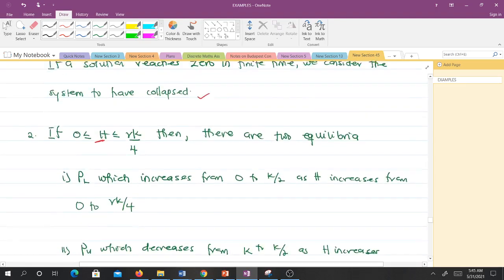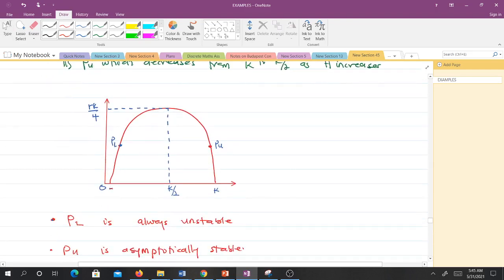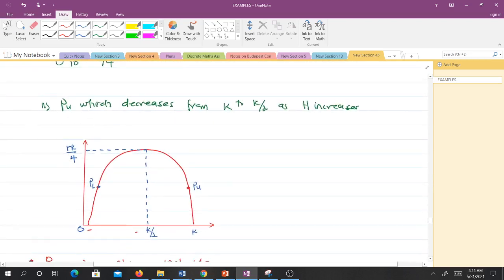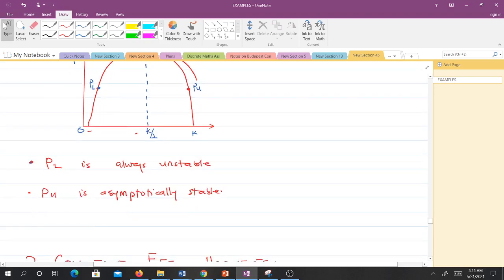So our fixed point PL increases from 0 to k on 2 as h increases from 0 to rk on 4. Okay, and PU decreases from k to k on 2 as h increases. So you see with the PU, we move this way. As a result of that, our fixed point PL is always unstable, and our fixed point PU is asymptotically stable.